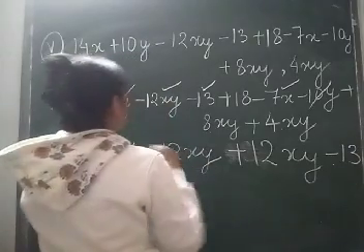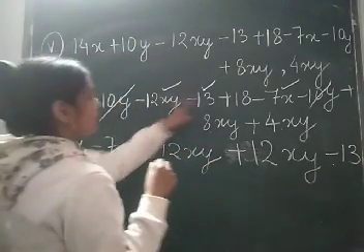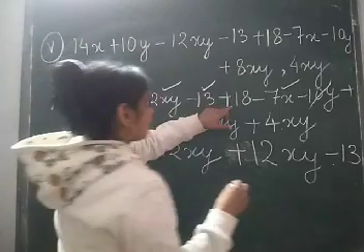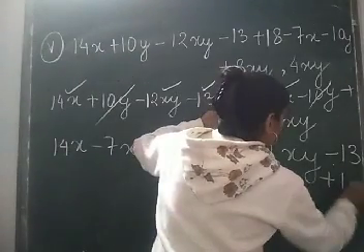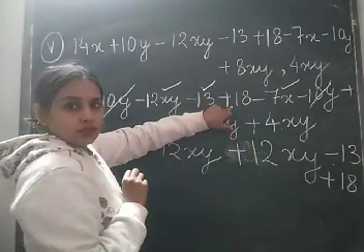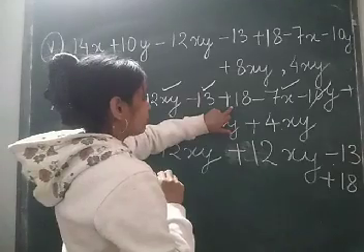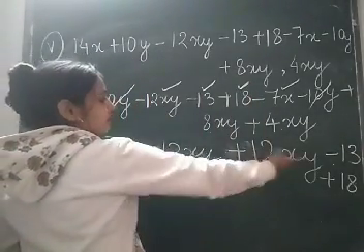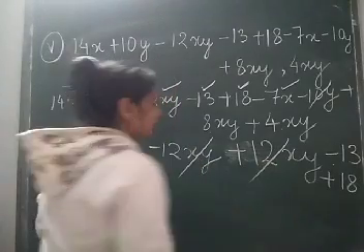Minus 13. So let's check whether we have written all the terms. And plus 18 is also left. Yes. Plus 18. Plus 18 was also left. So I wrote plus 18 also. So we wrote this also and we added this. Minus 12xy plus 12xy gets cancelled.